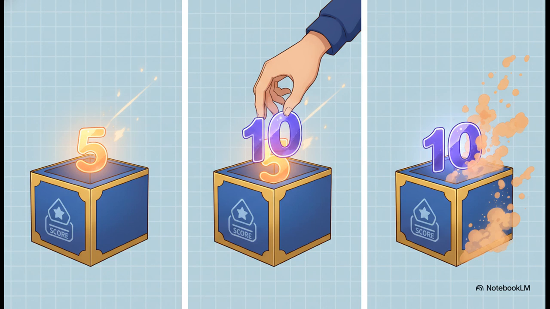They can only hold one thing at a time. So if we have a box called score and we put the number 5 inside, what happens if we then try to put the number 10 in it? Well, poof, the 5 just vanishes. It's gone forever, and now the box holds 10.